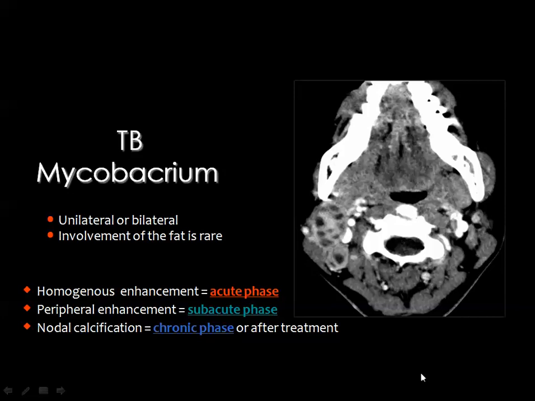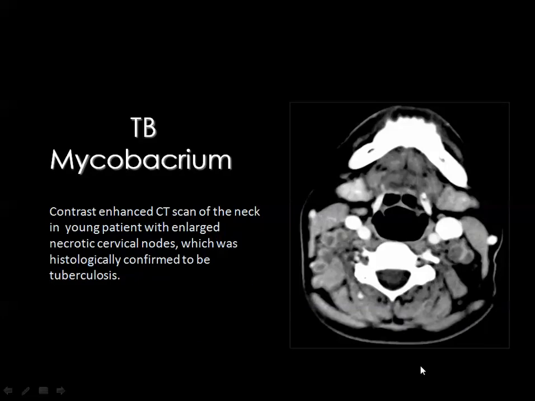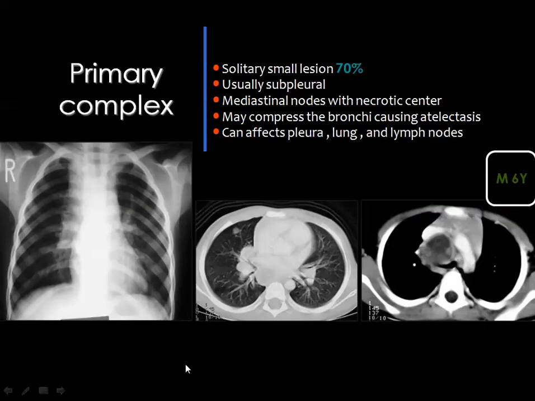This is also another example of tuberculous lymphadenopathy, upper deep cervical lymph nodes on the left side, and also multiple lymph nodes on the right side deep to the sternomastoid muscle. And you remember that tuberculous lymph nodes in the chest, whenever they are associated with pulmonary lesion, especially in the pediatric age group, you call this the TB primary complex. And you have a solitary lesion in the lung, usually located subpleural, and you got mediastinal lymph nodes with necrotic center.